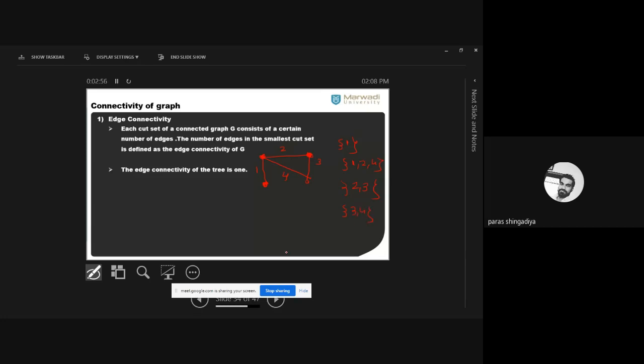ओके, and then after, 3 and 4 is also a cut set. Clear? These are the cut sets. 2 and 4 is also a cut set. 2 and 4 को delete करो ग्राफ में से, so that is also one cut set. Okay, so these are the list of cut sets, and now we'll check which will be the smallest one.